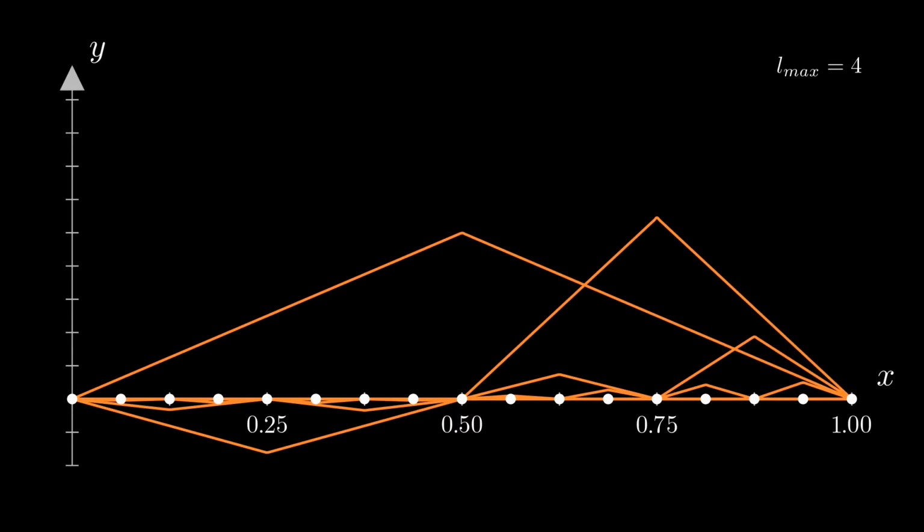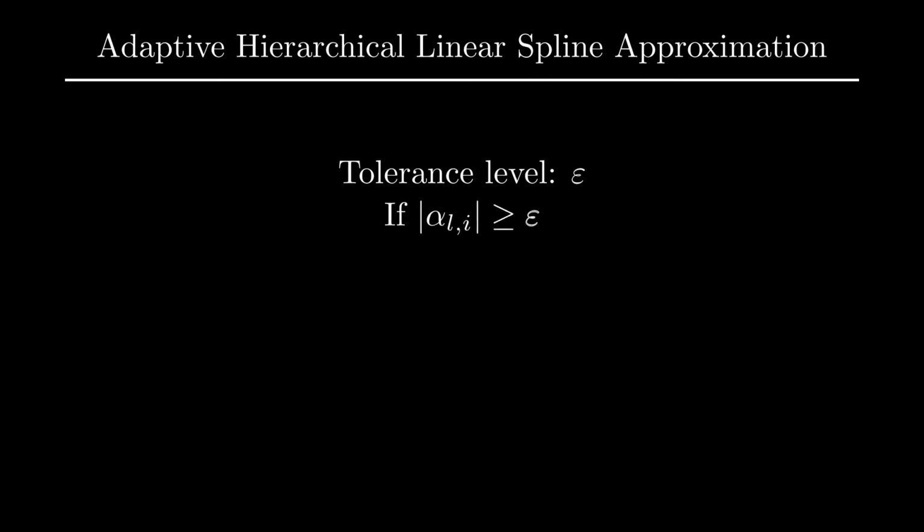This will allow us to use an adaptive strategy, keeping only the grid points where the contributions made by the basis functions are high. The process for the adaptive hierarchical linear spline approximation is the same as before, except for each level, we evaluate whether the absolute value of the hierarchical surplus exceeds some predefined tolerance level epsilon. If the hierarchical surplus, denoted by alpha here, exceeds the tolerance level in absolute value, then the corresponding node becomes a parent node, which means that it will create 2 neighboring nodes in the next level.